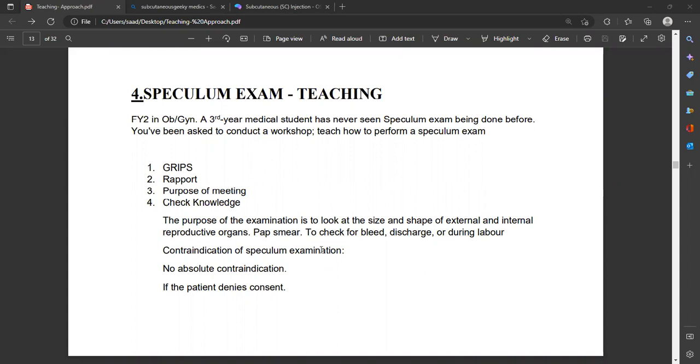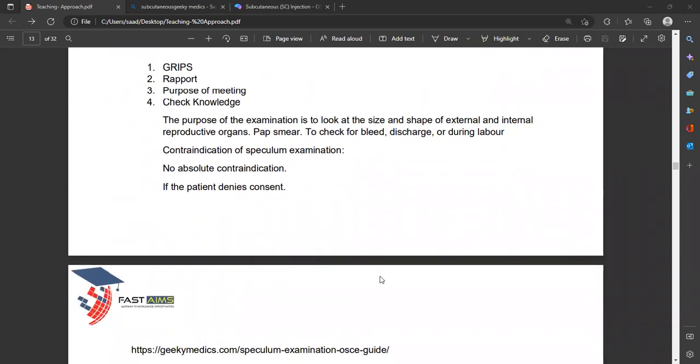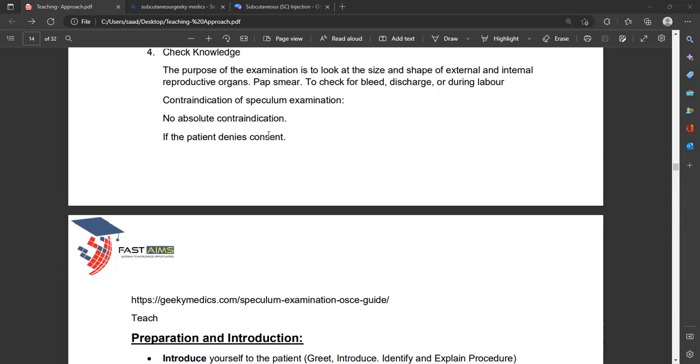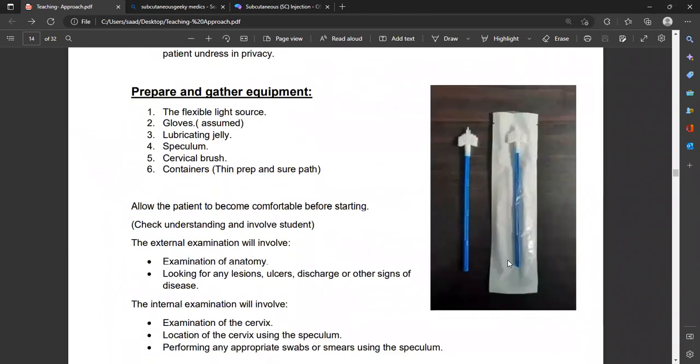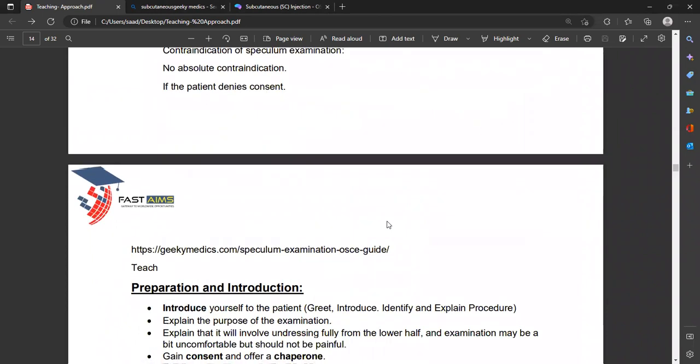And do you know when we perform this? So the purpose is to look at the size and shape of the external and internal reproductive organs. And we do pap smear, and we check for bleeding, discharge, and during labor. There are no absolute contraindications. However, there are contraindications for pap smear. You need to understand that these two things are different. In the pap smear, you have to take samples from this brush. So there are certain contraindications, but for the speculum examination, they are not.